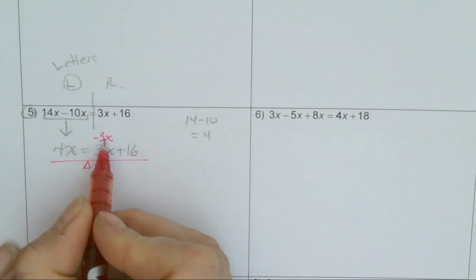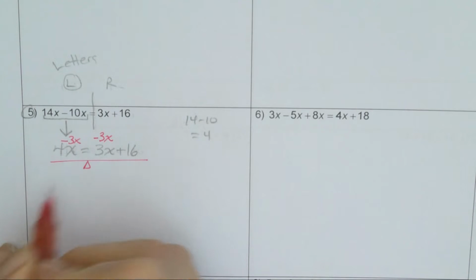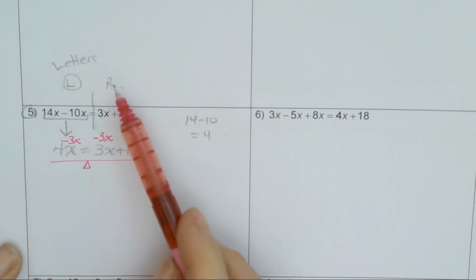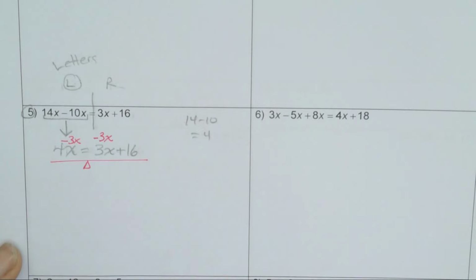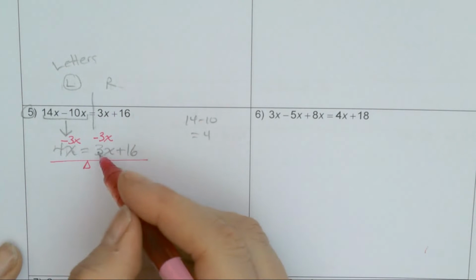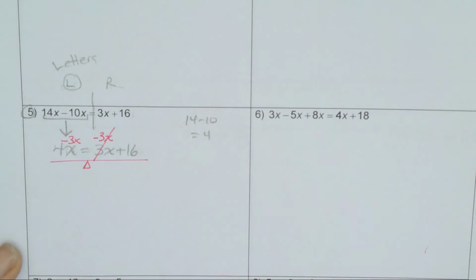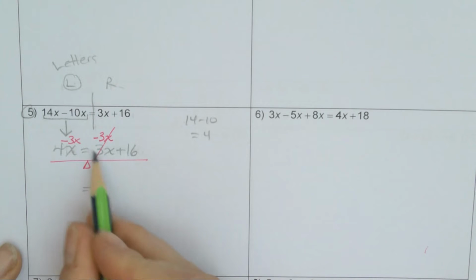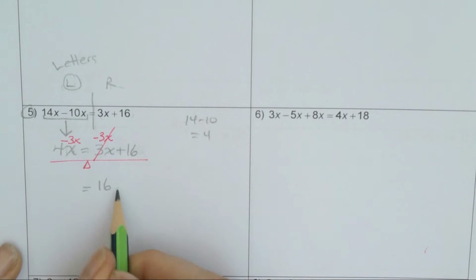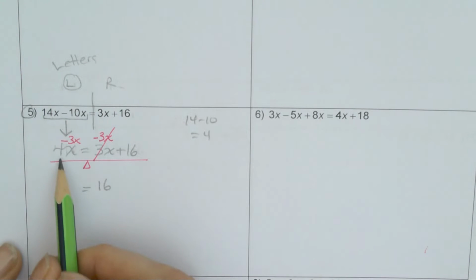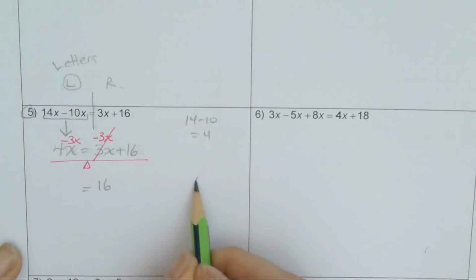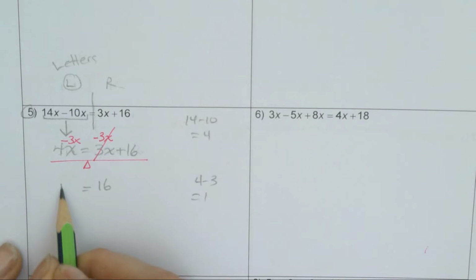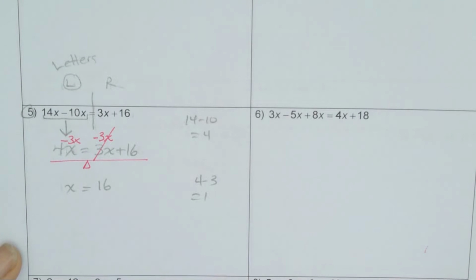So you take the 3x and you write it over here on the other side. You're subtracting 3x from the right side and 3x from the left side. Here 3x minus 3x is 0. So on the right side that's gone, so I just have 16. On the left side, 4x minus 3x equals 1, so I have 1x. That's it, because the 1 can hide, so I'm finished. So x equals 16. I don't have to write that 1.